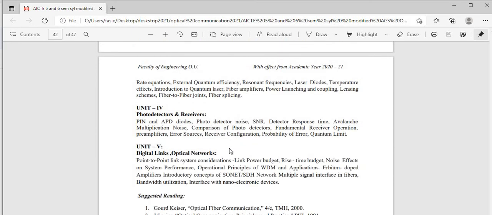Unit 4 is all about photo detectors and receivers. In photo detectors, we are going to see the derivation for it, how the signal to noise ratio, SNR, can be used for different types of lasers, and the avalanche multiplication noise, comparison of photo detectors, fundamental receivers, operation, pre-amplifier, error sources, receiver configuration, probability of errors, quantum limit, and everything will be covered in the fourth unit. And coming to the fifth unit, it is about digital links and optical networks. These are quite easy, we just have to learn them: the point to point link, how we are going to get that link, power budget, and everything.